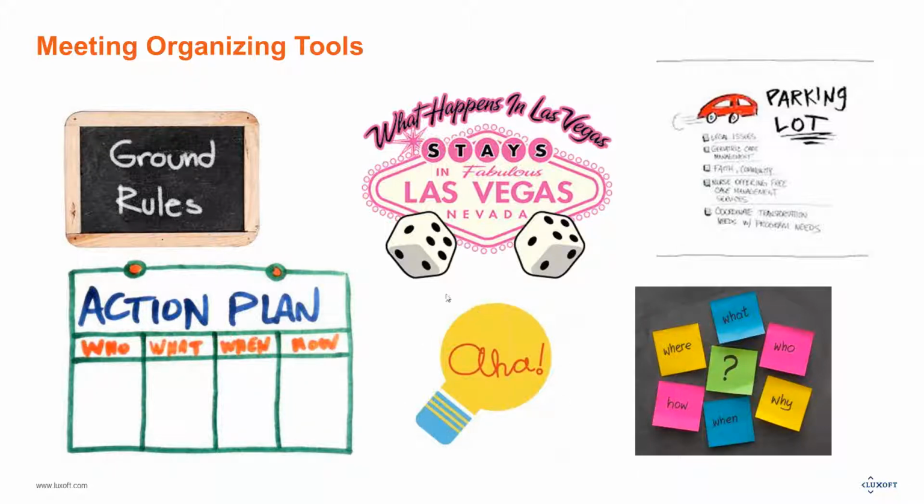The AHA flip chart. You just take a flip chart and write AHA at the top of it. If some interesting ideas come to the participants during the meeting, they can put them there as well as in the parking lot. And then after the meeting, you can discuss them.